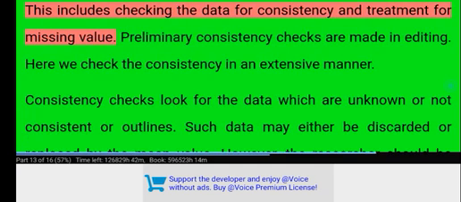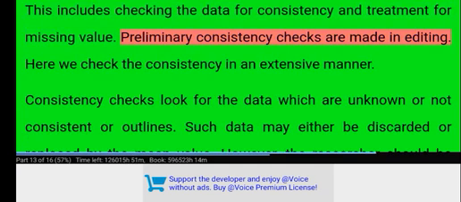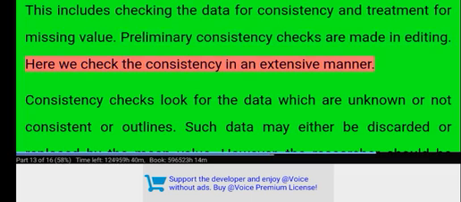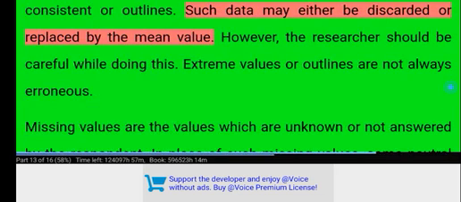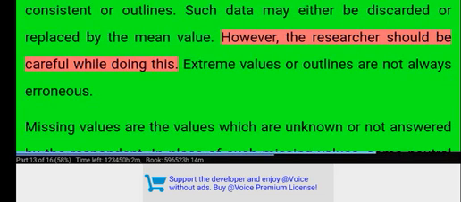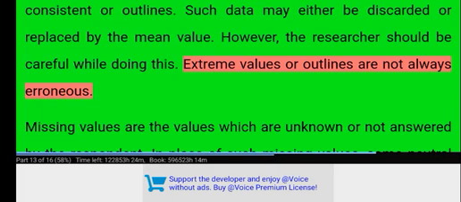Data cleaning. This includes checking the data for consistency and treatment for missing values. Preliminary consistency checks are made in editing. Here we check the consistency in an extensive manner. Consistency checks look for the data which are unknown or not consistent or outliers. Such data may either be discarded or replaced by the mean value. However, the researcher should be careful while doing this. Extreme values or outliers are not always erroneous.